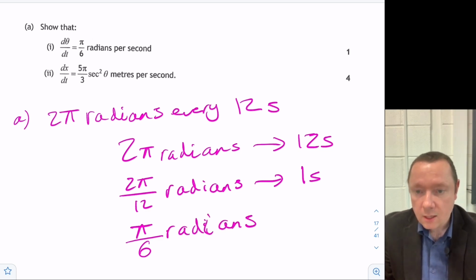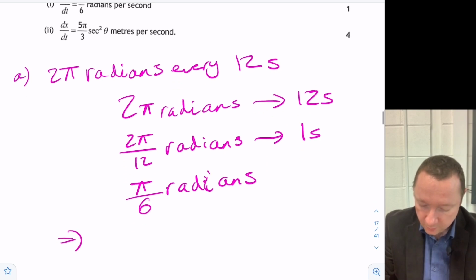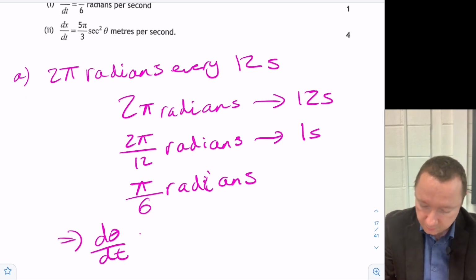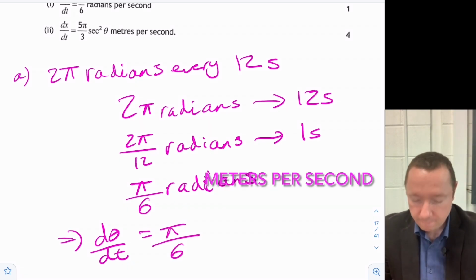And therefore, the d theta by dt is simply pi over 6. Nice and simple there.